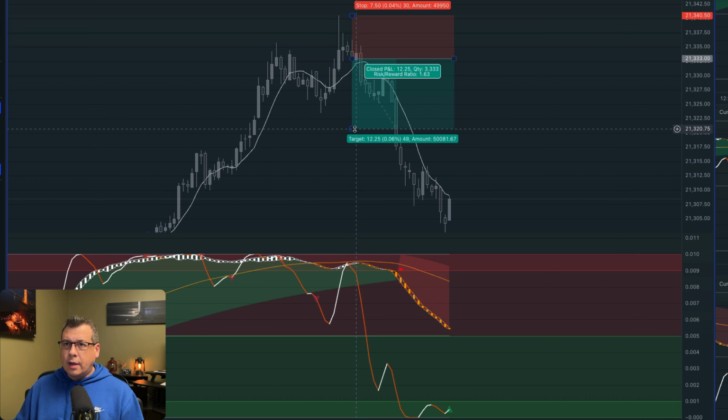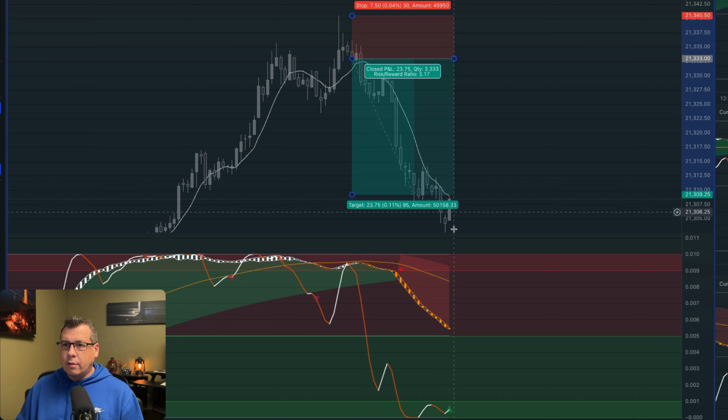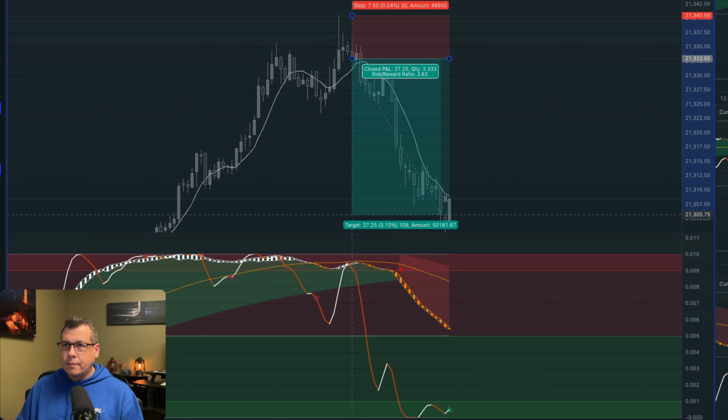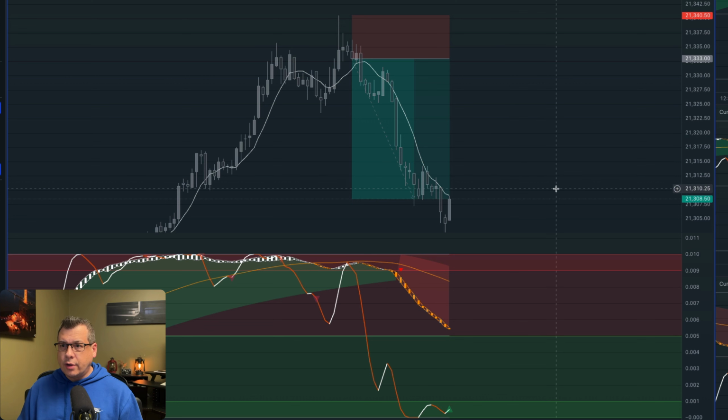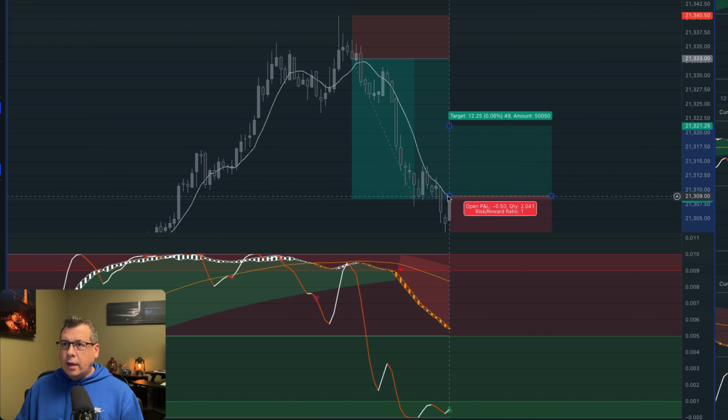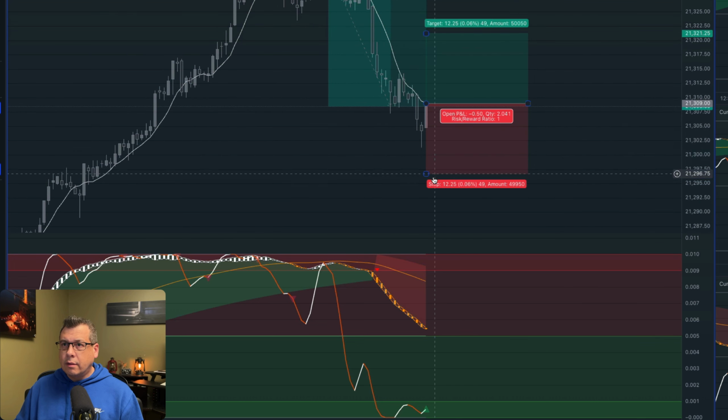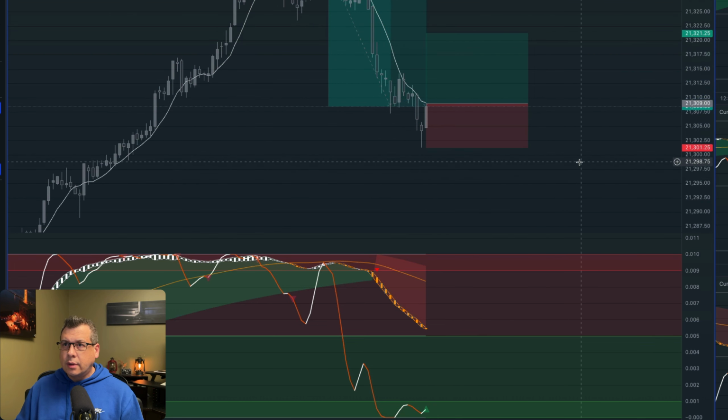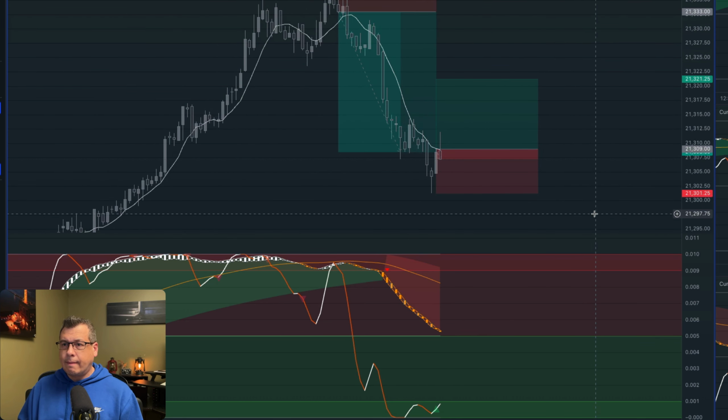And I'm going to go ahead and exit here on this higher low on the signal. That's the green triangle. That is 24.5 points on that first trade. And I'm going to go ahead and take a long right here. Stop goes under the wick.